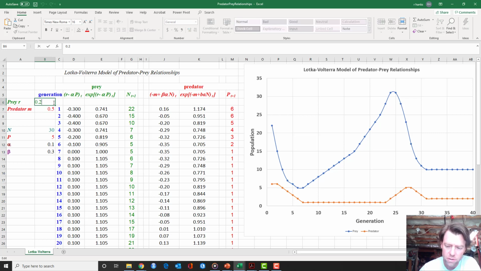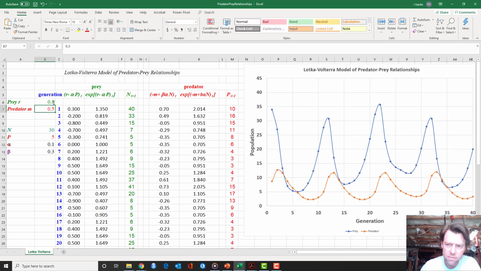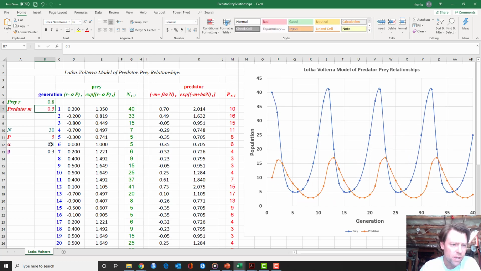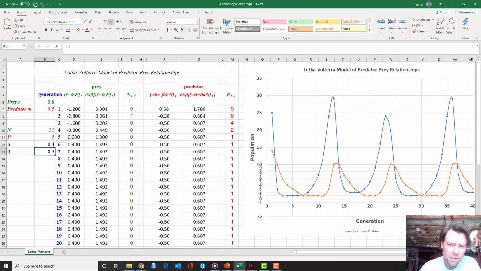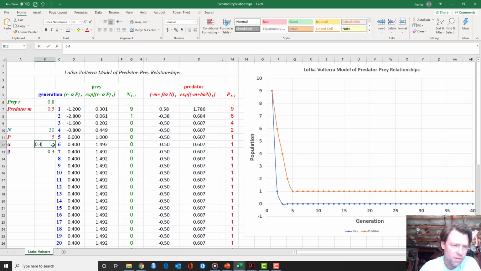So 0.8, get back to its normal. And then if we look at the capture efficiency and conversion efficiency, we'll double the capture efficiency, and you can see that we get some changes. I'm going to double it again. You can see the model starts to fall apart a little bit.